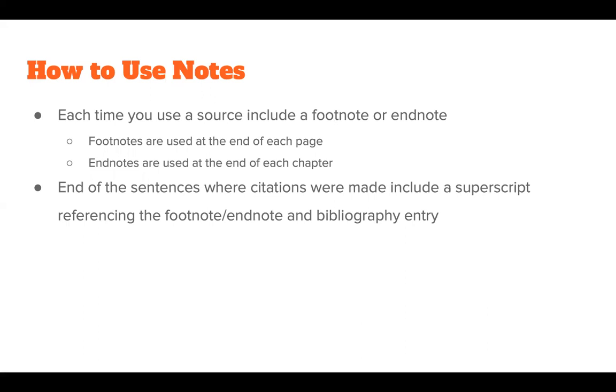So at the end of the sentences where citations are made, you're going to include a superscript referencing the footnote or endnote and the bibliography entry. So instead of doing a parenthetical citation at the end, once again, you're going to just put a superscript of a number at the end of that sentence. And it's going to reference your footnote that's at the bottom of the paper.